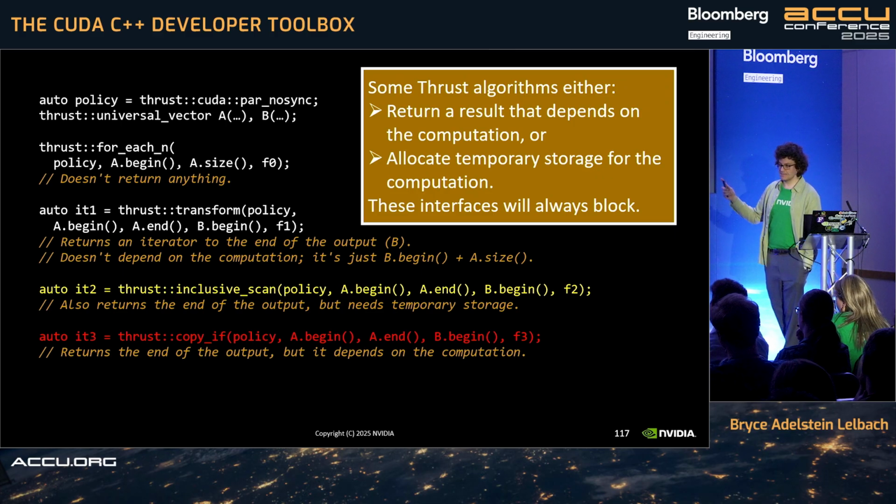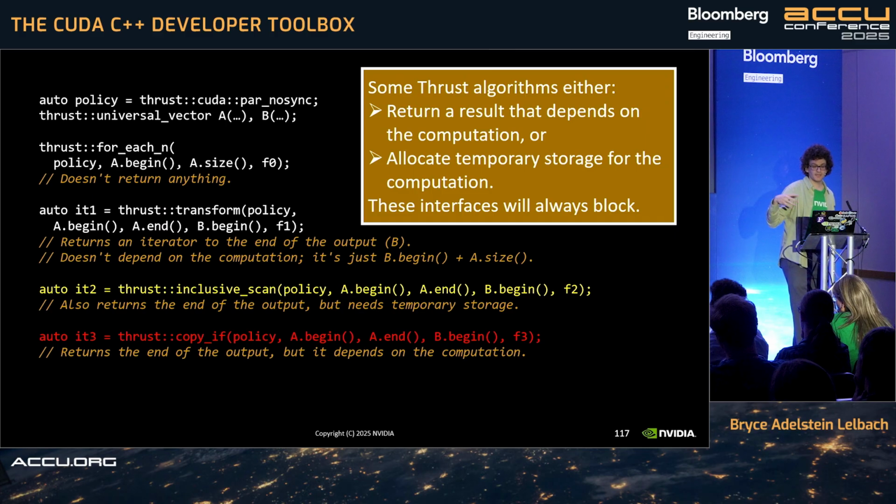Now, algorithms like copy_if return an iterator to the end of the output, but that will depend on how many elements pass the predicate, which we won't know until the computation is complete. So these kinds of algorithms are implemented in terms of a scan, which means that they also need temporary storage. So Thrust has to block before returning from these algorithms, even with the par_nosync policy.